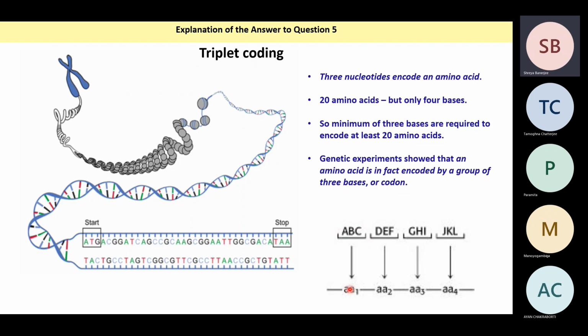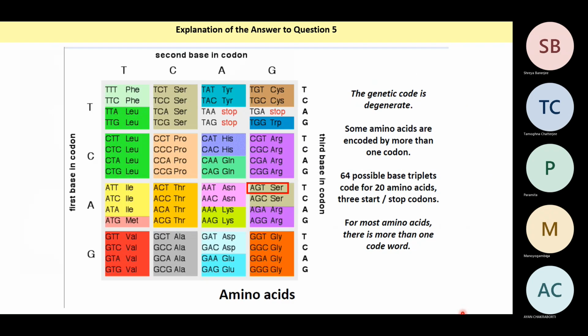So from the first three, we get one amino acid, from the next, another amino acid, and like that, we get a polypeptide chain. If you look at this chart here, it shows which bases are coding for which amino acids. One thing you will notice is that the genetic code is degenerate. That means that for the same amino acid, like serine was in the question, serine has 6 possible combinations of nucleotides that can code for it.